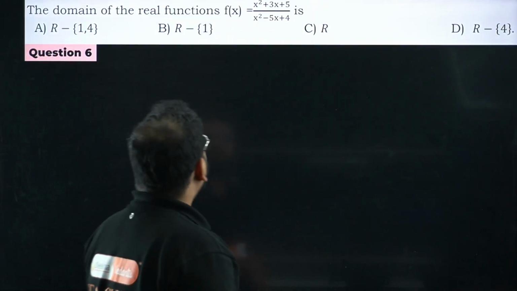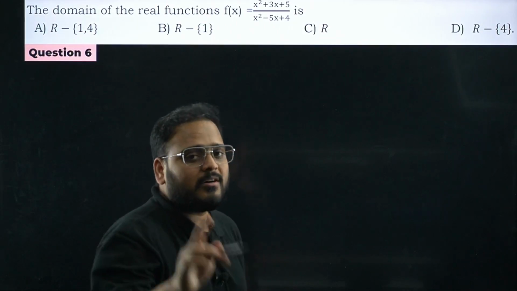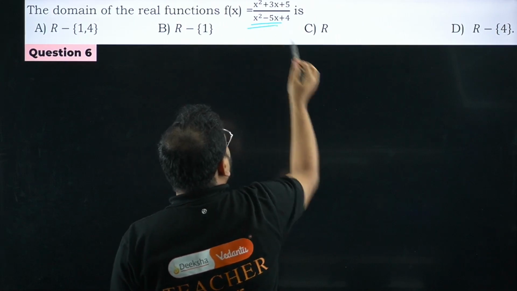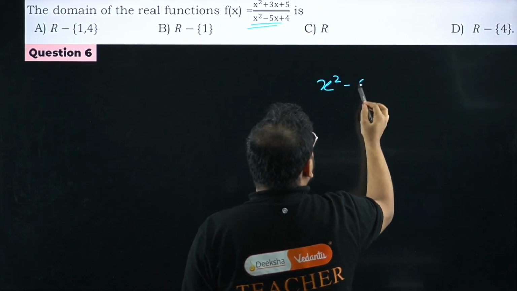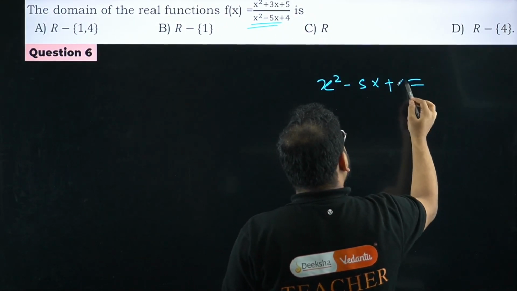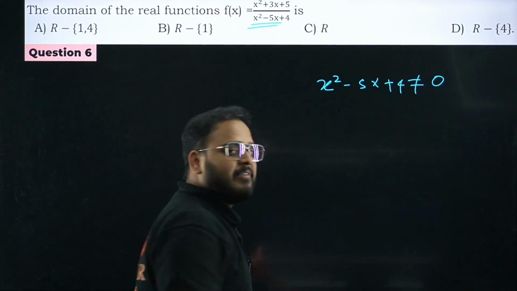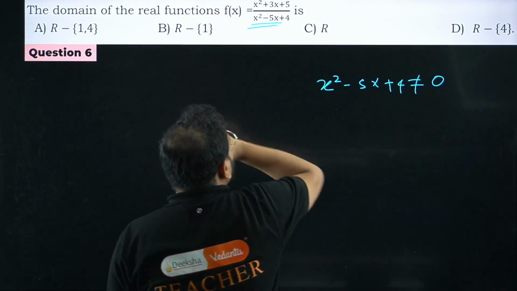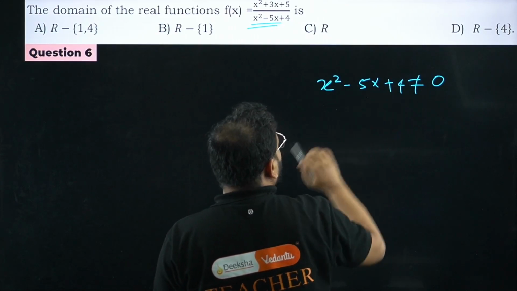Question number 6, the domain of the real function. Domain: will there be a restriction on the numerator? No, you'll have to only check the denominator. What is the condition? x square minus 5x plus 4 should never be equal to 0. If it becomes equal to 0, it will never be a real number. So that's why we're looking for real numbers. So the condition on x will be like this.